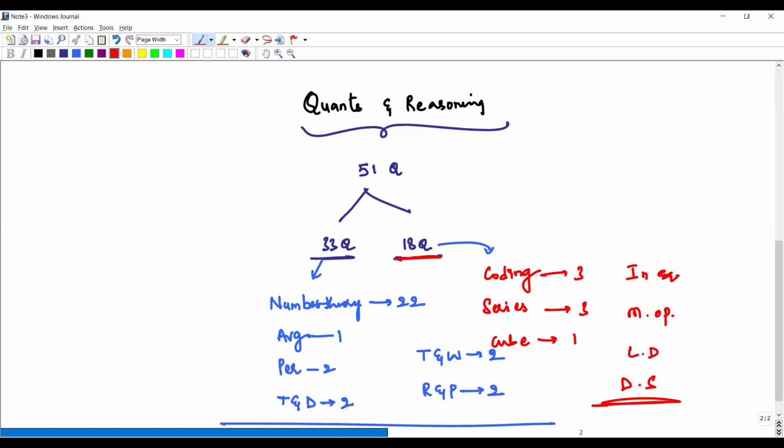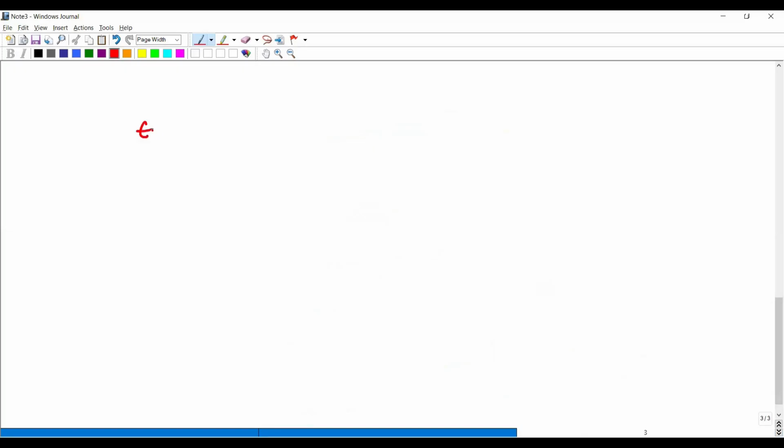So mostly the reasoning part was easy to moderate, and most of the tough questions are from number theory. And if you see the difficulty of the paper, I'm splitting it into easy, moderate, and difficult.